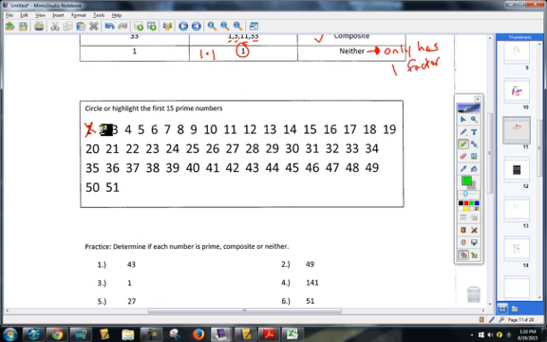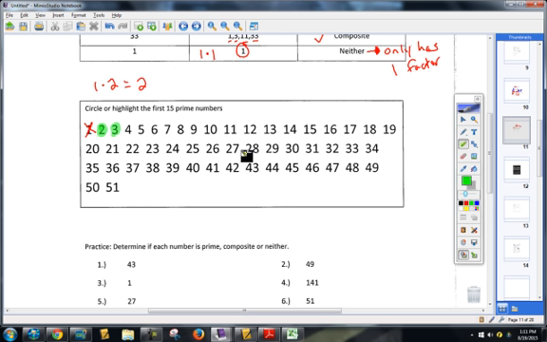Now I'm going to highlight or circle. If you don't have a highlighter, that's fine. I'm going to go ahead and circle. I'm going to highlight 2 because I know the only way I can multiply and get a product of 2 is by doing 1 times 2. Therefore, it only has 2 factors. I know that 3 is the same way.